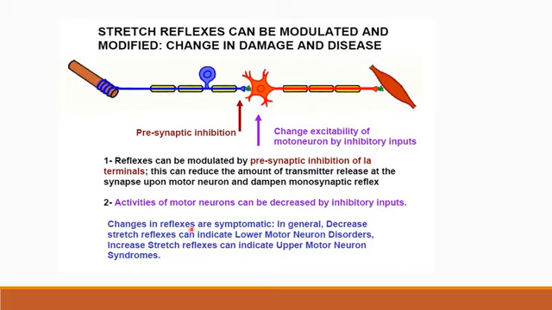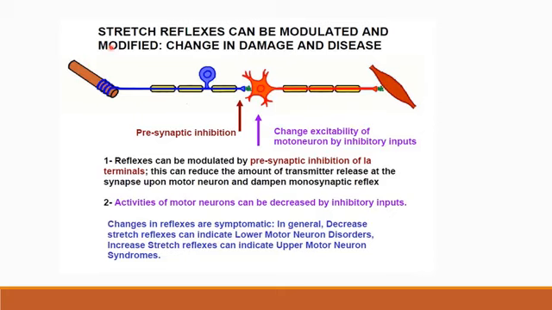So the changes in reflexes are symptomatic. In general, decreased stretch reflex can indicate lower motor neuron disorder, and increased stretch reflex can indicate upper motor neuron syndromes or diseases. So the lower motor neurons and upper motor neurons are related to the alpha motor neurons in the spinal cord.